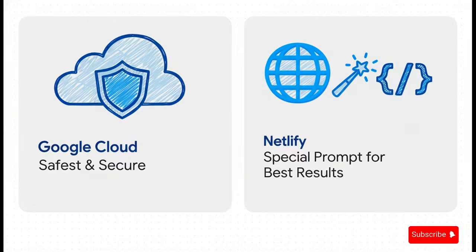You can use Google Cloud, which is the most integrated and secure way to do it. It automatically keeps your API keys safe, and you can think of those keys as the secret passwords that let your app talk to the AI.